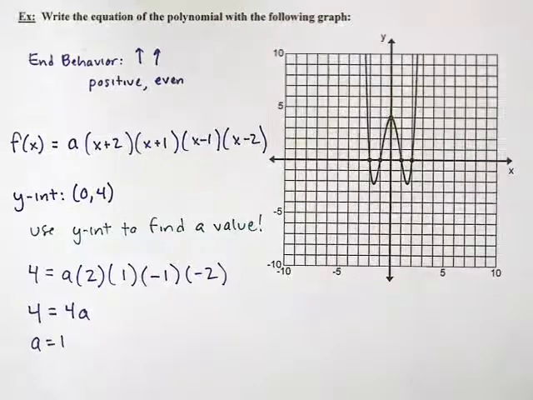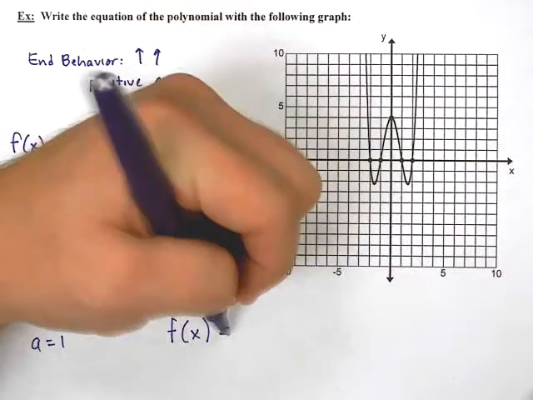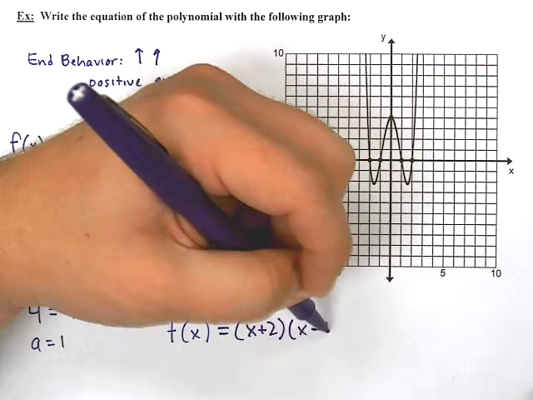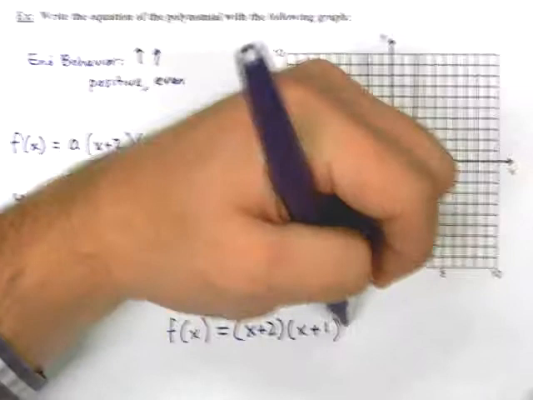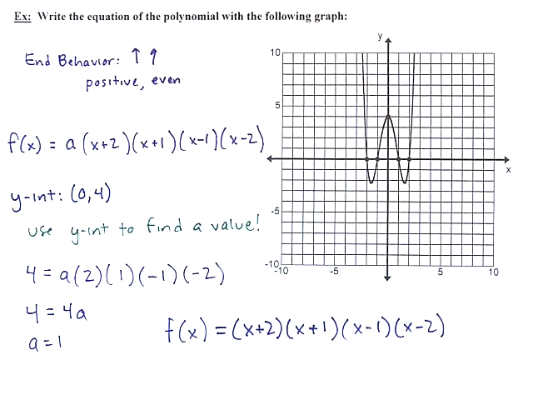Once we have a as 1, we know that we can rewrite without any a value at all. Okay, so we have x plus 2, x plus 1, x minus 1, and then x minus 2. All right, we're getting there.